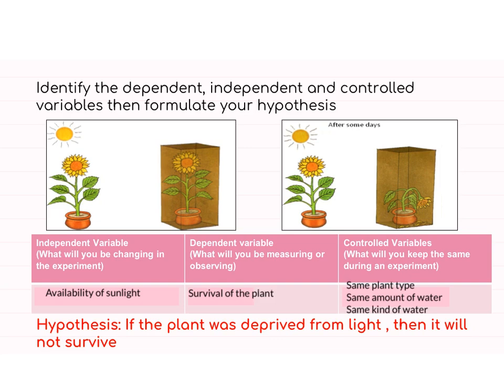Now, what about writing our own prediction or our own hypothesis? So, we will start by if, showing the change in the independent variable. So, if the plant was deprived from sunlight, then, showing the change in the dependent variable, it will not survive. So, this was my own prediction regarding my observations for this given experiment and for the given results. So, if the plant was deprived from sunlight, then it will not survive.